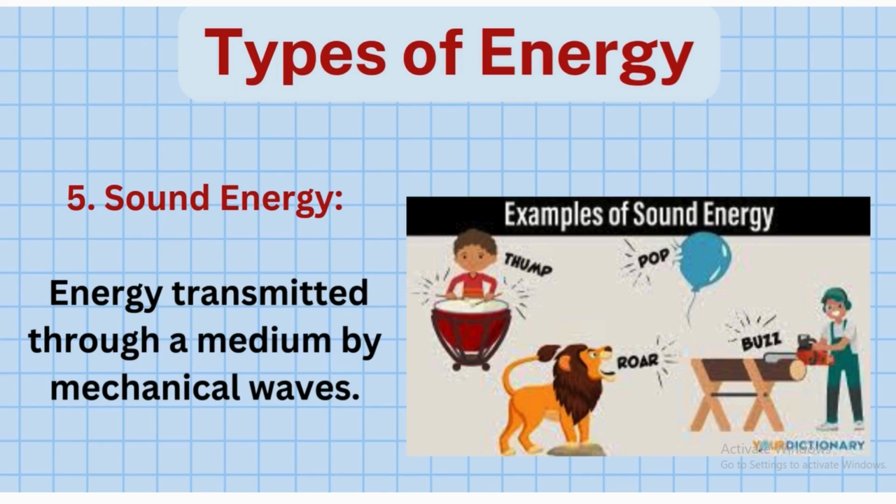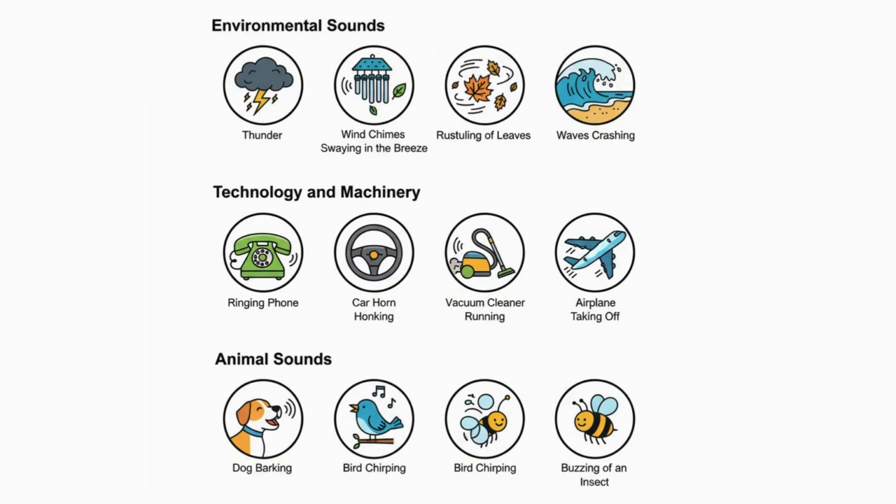Now we define sound energy. Sound energy is basically the energy transmitted through a medium by mechanical waves. We explain this with some examples. This picture shows three types of sound: environmental sound, technology and machinery sound, and animal sound. Environmental sound means things like thunder, wind chimes swaying in the breeze, the rustling of leaves, or the sound of waves crashing. These are examples of environmental sound energy.